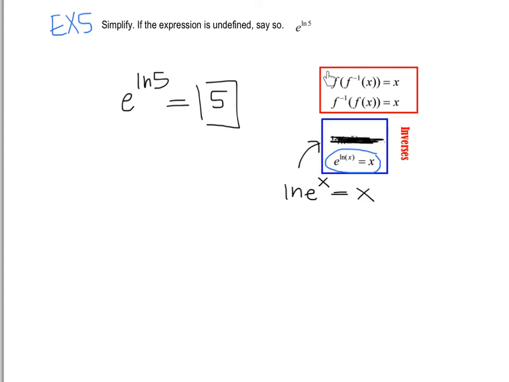Again, just to describe what's in this red box here, because they're inverses, whenever you take the composition of inverses, you're just left with x. So in both of these cases, they are inverses because the composition in either order just gives us x.